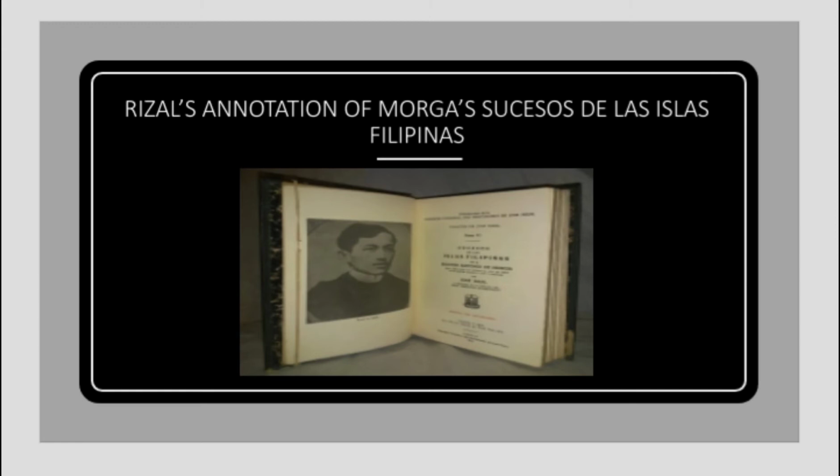Rizal's annotation of Morga's Sucesos de las Islas Filipinas. So, why did Rizal annotate Morga's Sucesos de las Islas Filipinas? For that, kilalanin muna natin si Dr. Jose Rizal. Sino nga ba si Dr. Jose Rizal?